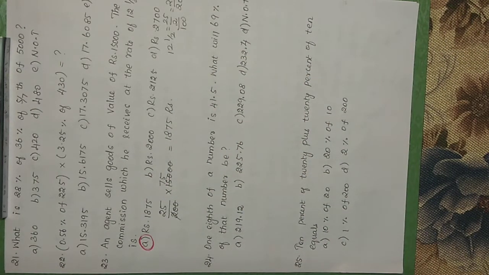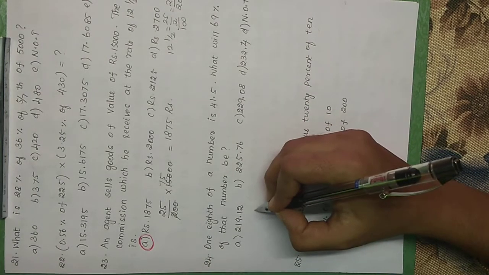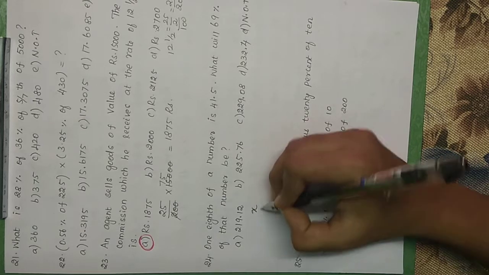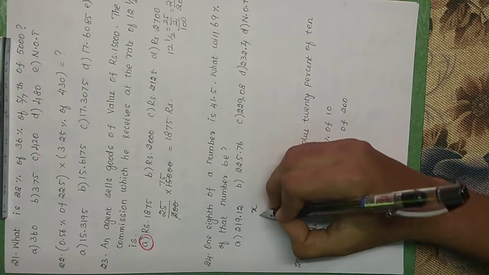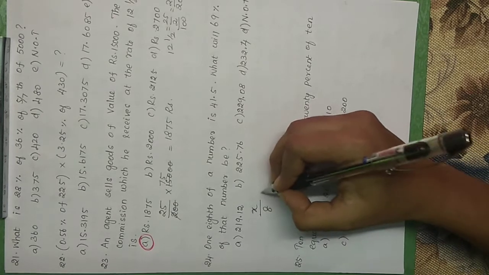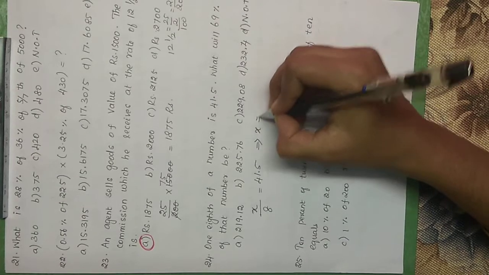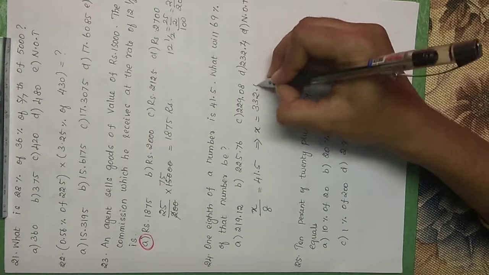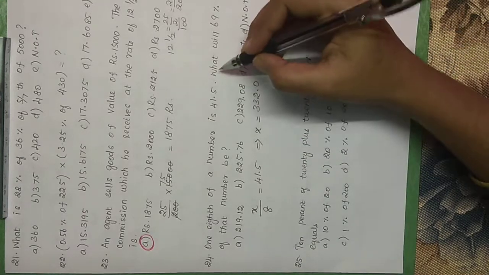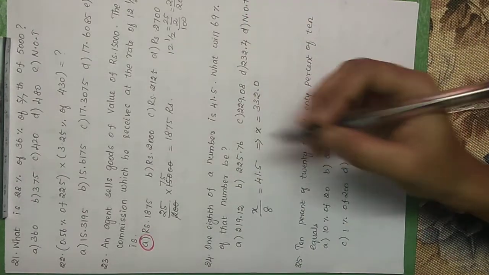Next problem, 1/8 of a number is 41.5. What will be 69% of that number be? So 1/8 of the number means, we don't know the number, we assume it as x. So the number is x. So 1/8 means x by 8 of that number is 41.5, which implies x equal to 332.0. The question is, what will 69% of that number be?